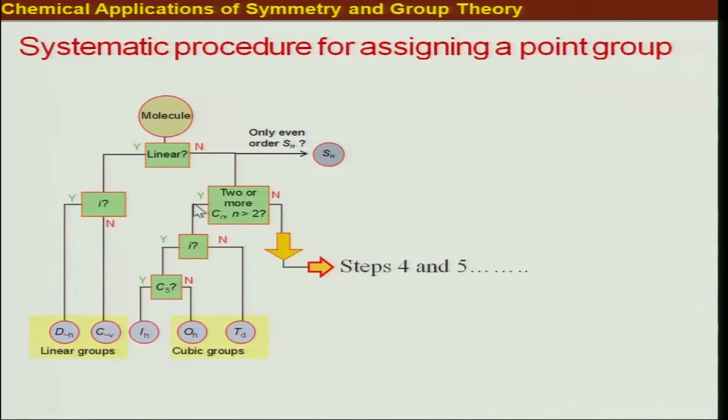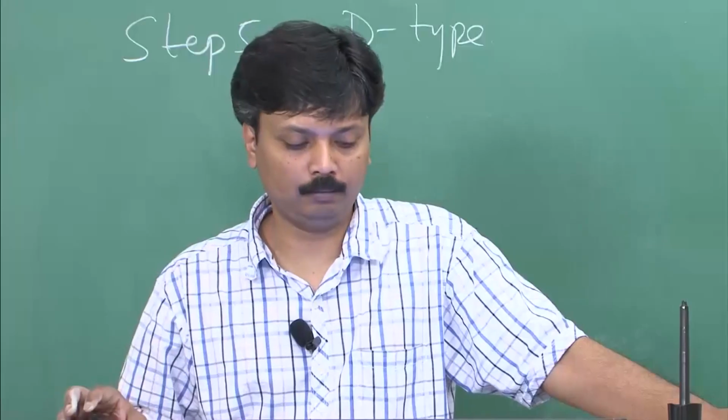Then if the answer is yes, you ask the next question, whether the molecule has an inversion center. If the answer is yes, then you ask certain questions like, does it have a C5? If the answer is yes, then you have an icosahedral point group, that is Ih. If the answer is no, then you have an octahedral point group or Oh point group. And if the answer to this question of the existence of inversion is no, then you have a tetrahedral point group or Td point group. And once you have cleared all these questions and your answer is still no, that you don't belong to any of these point groups, and neither do you belong to this Sn type of point group, then you move to steps 4 and 3 and so on, as I discussed in the last slide.